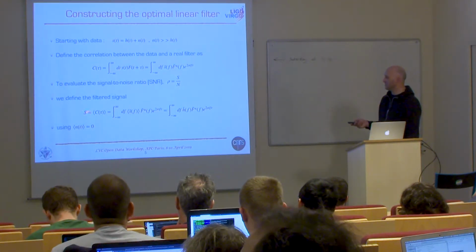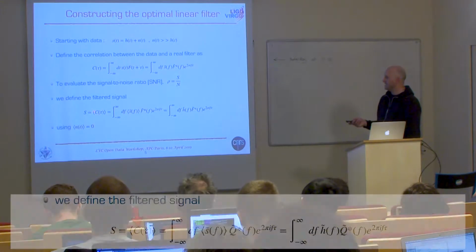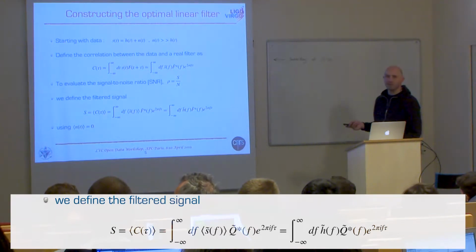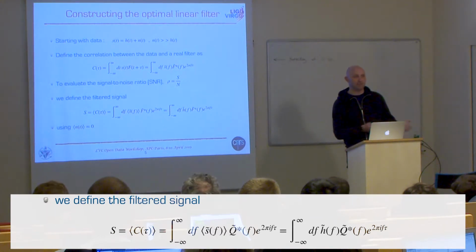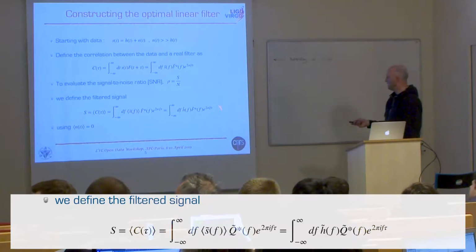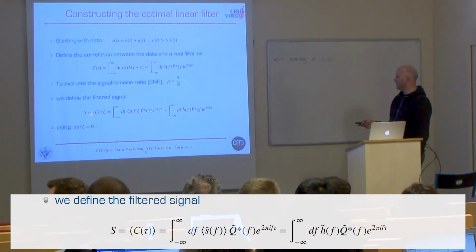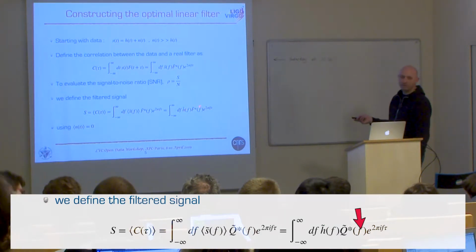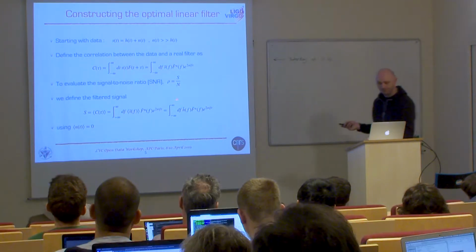The first thing to do is define the filtered signal. This is given by the ensemble average of the correlation function. What you'll notice is that because the ensemble average of the noise is usually 0 if it's Gaussian and random, the filtered signal reduces to this integral here, where we have the Fourier transform of the signal times the Fourier transform of my filter function.